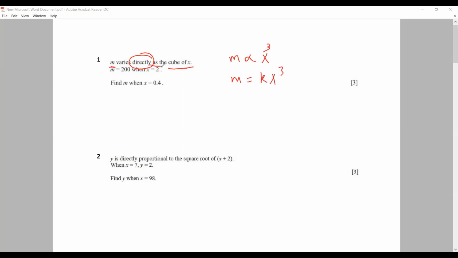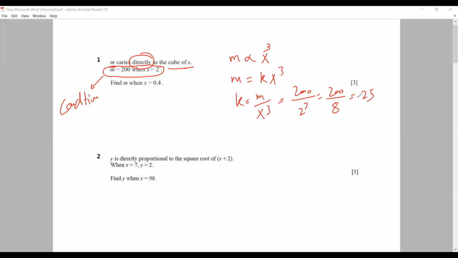Now, this is the statement that I told you, the condition, right? This is the condition given. It helps us to find k. So k is m over x cubed. M is 200. X is 2, so 2 cubed, and 200 over 8, that gives me 25. So I found k. Now the formula is m equals 25 times x cubed. Now I can solve any types of question regarding m and x, right?